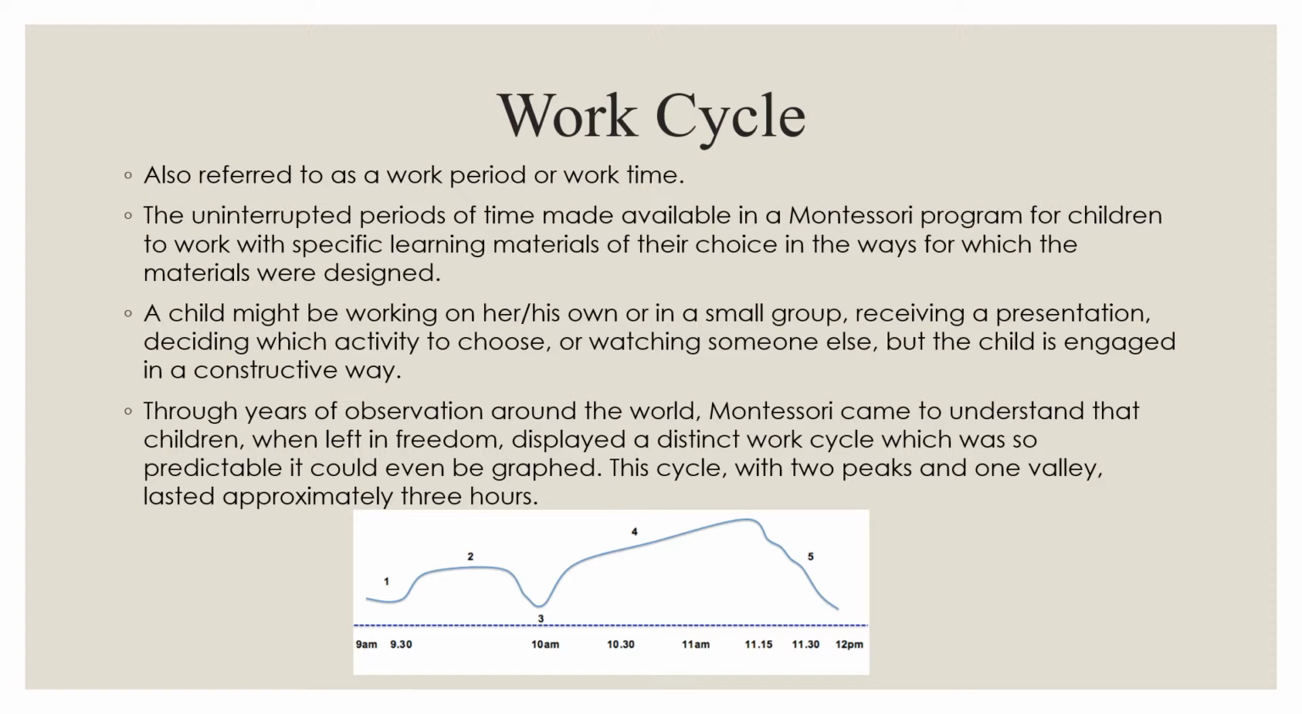Through the years of observation around the world, Montessori came to the understanding that children, when left in freedom, displayed a distinctive work cycle which was so predictable it could even be graphed. This cycle, with 2 peaks and 1 valley, lasted approximately 3 hours. Now this is referring to a typical children's house classroom, which is the 3 to 6 age range. You're not going to see a 3-hour work cycle with 1 or 2-year-olds. You will see a work cycle, but it's typically going to be somewhere between an hour and 2 hours.